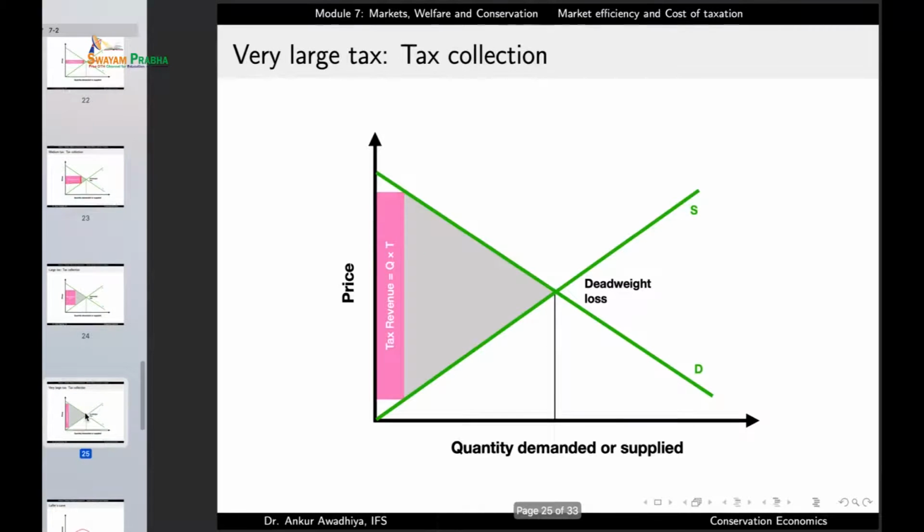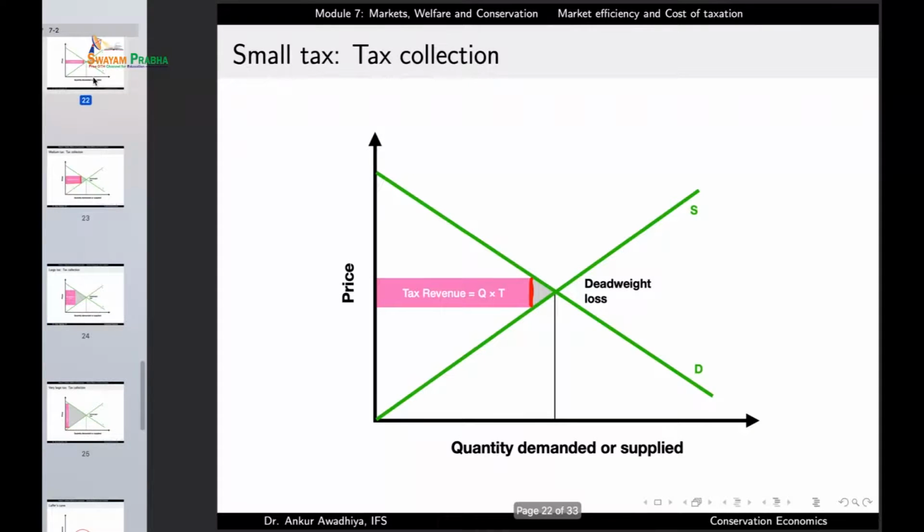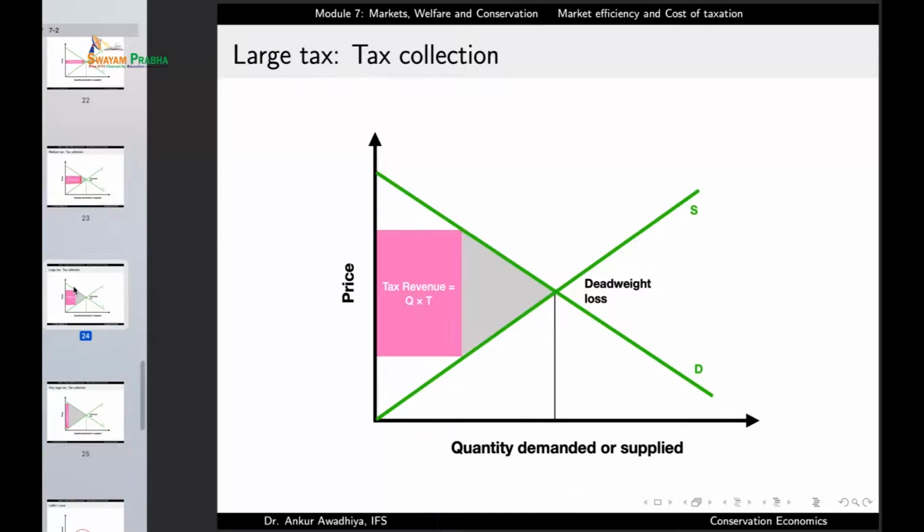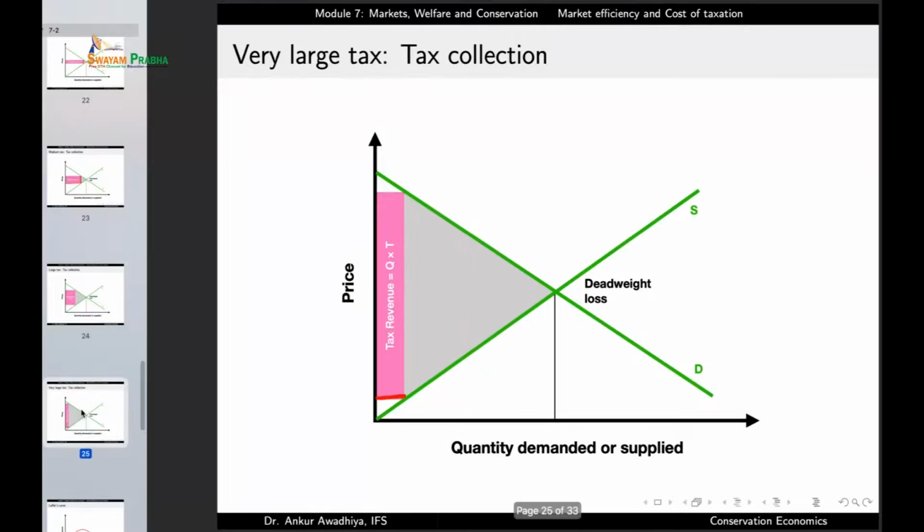Now, what will happen if T is increased even further? So now the tax size is very large, and the quantity that is bought and sold is very small. So now Q is only this much, and the quantum of the tax collected is given by the area of this pink colored rectangle. So what we are observing here is that this rectangle now has a very small area. So we started with a small tax size where we had a small tax revenue. Then the tax revenue increased when T is increased. Then it reaches a maximum and then it starts to decrease.